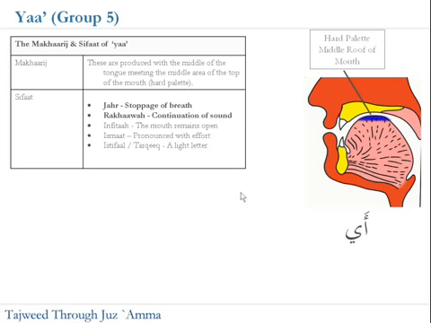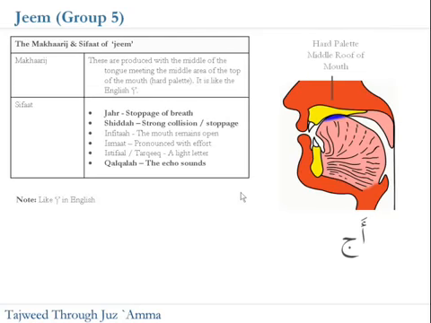Now we're moving on to the next group. So this is where the middle of the tongue raises and touches somewhere towards the hard palate in the middle of the roof of the mouth. So the ya is very much like the English y, and here we have ay, and the middle of the tongue meets the middle area of the top of the mouth, and there's a stoppage of breath, i.e. there's no breath released at the end of the letter, but there's a continuation of the sound. So this is ay.